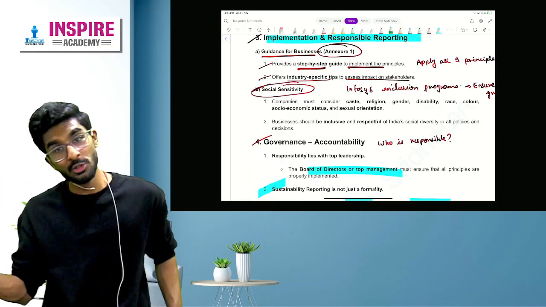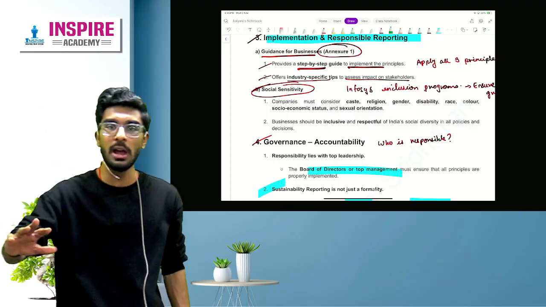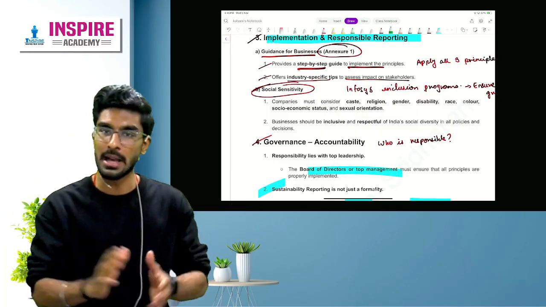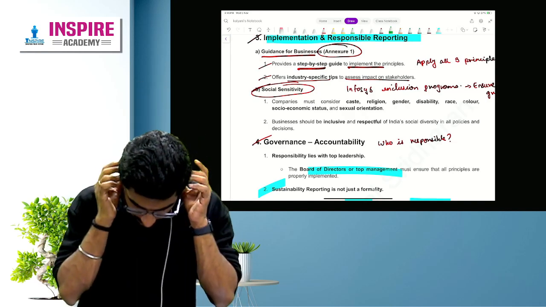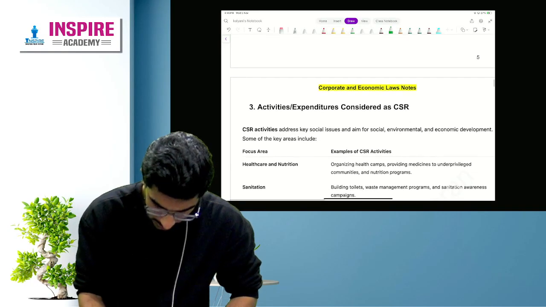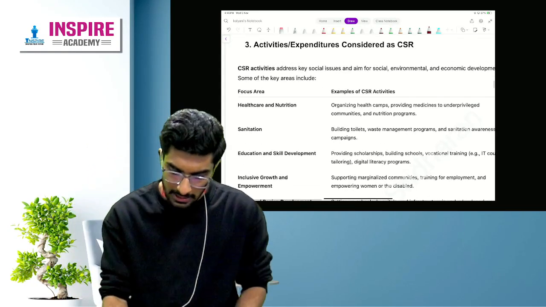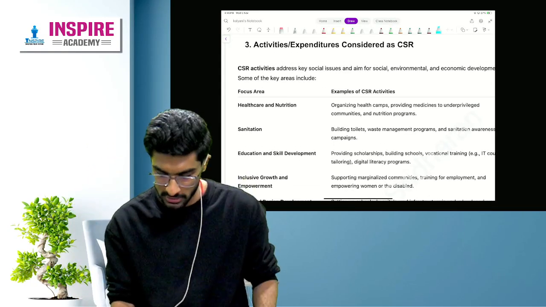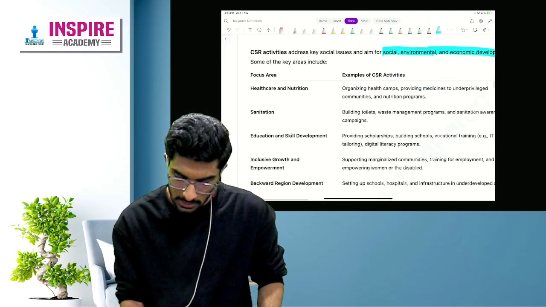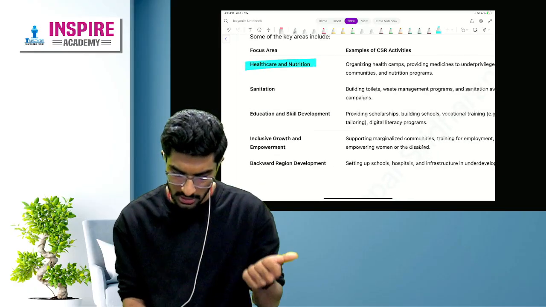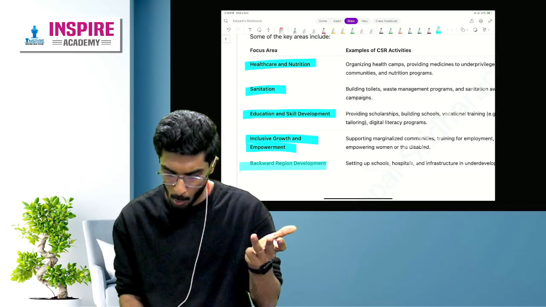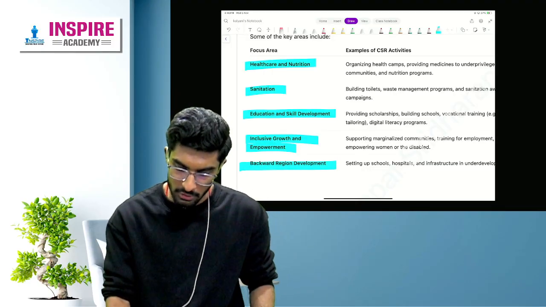It's pending. So for that purpose, we need to understand which activities, which expenditures can be called a CSR expenditure. CSR activities address key social issues, social, economic, environmental. Some of the key areas include health and nutrition, sanitation, education and skill development, inclusive growth and empowerment, backward region development. People have also given you the example.